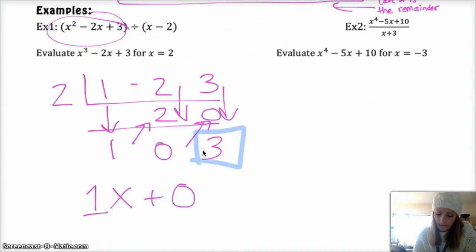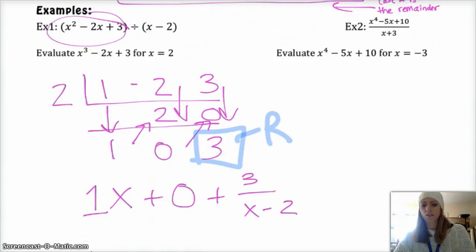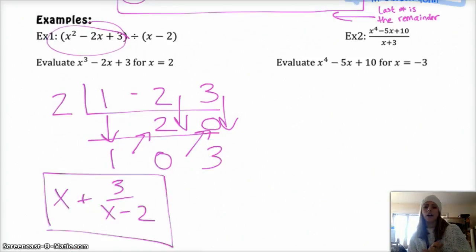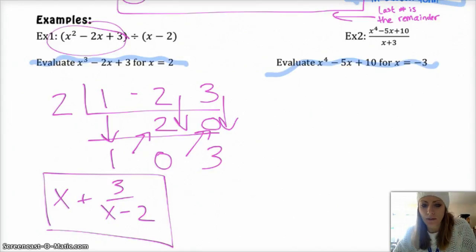Okay, so this guy's my remainder. And we write the remainder the same way we wrote the remainder with long division. So we do plus 3 over whatever the divisor was, x minus 2. Okay, so my final answer is x plus 3 over x minus 2. Okay, go ahead, try example 2. Just for a moment here, ignore the second part of the question. So just try example number 2 first, and then I'll put the answer and explain the process.